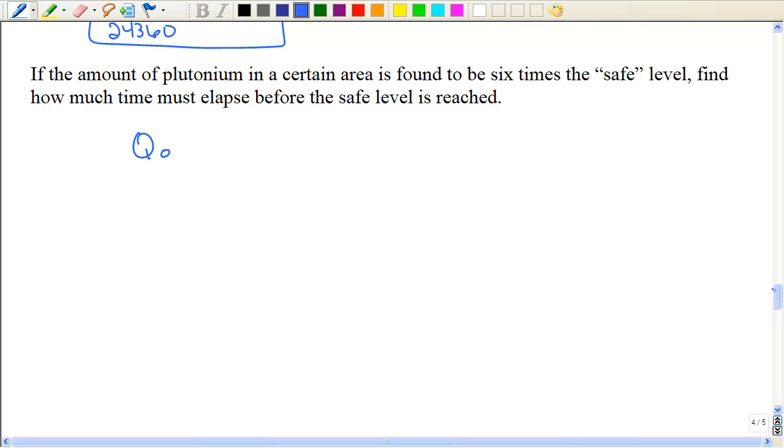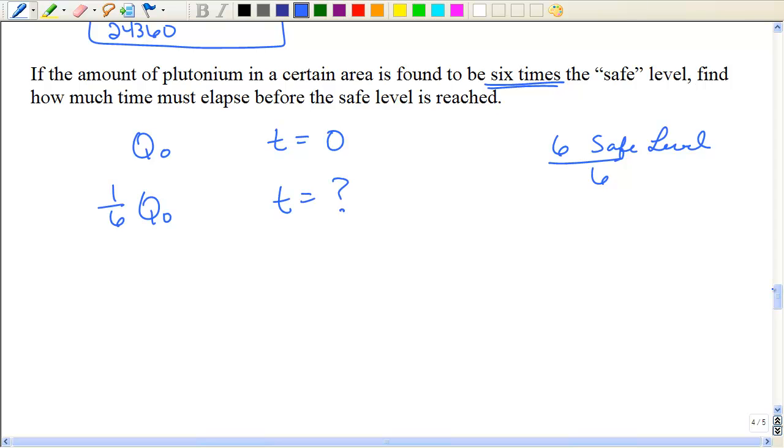Whatever that initial amount is at time 0, we want 1/6 of that because it was 6 times the safe level. So if it's 6 times the safe level, I want to divide by 6 to get back to the safe level. So about 1/6 of the initial, that safe level. How much time is that going to affect? Now remember, this is still plutonium.